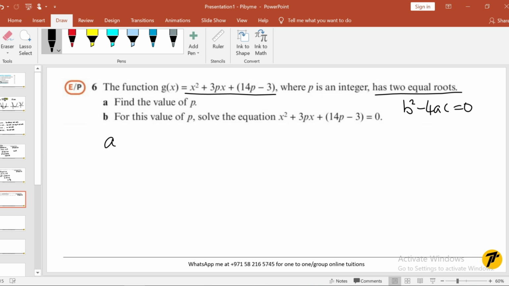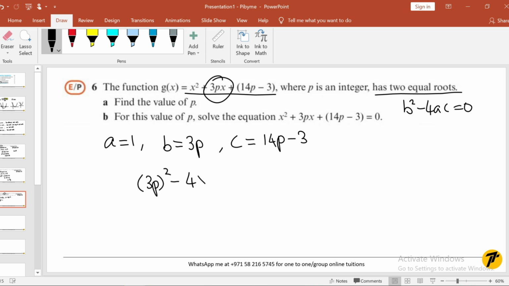A is the coefficient of x square, b is the coefficient of x. I have seen students just writing 3 here. Now, you have to take everything except x, so it's 3p. C is all the terms that are independent of x. In this case, 14p minus 3. There are two terms.